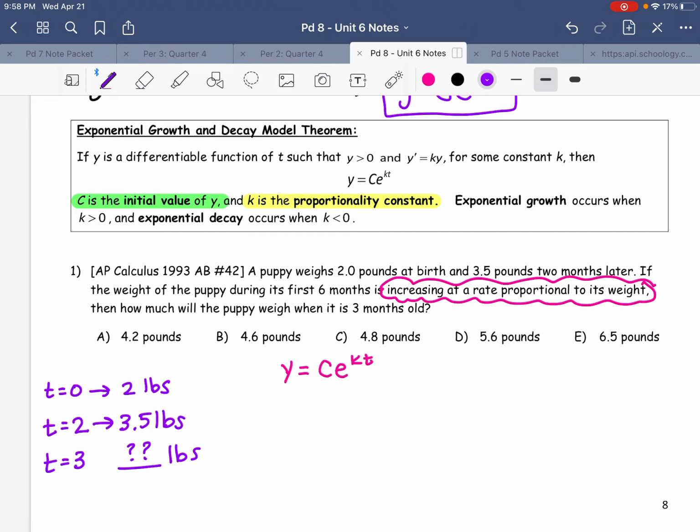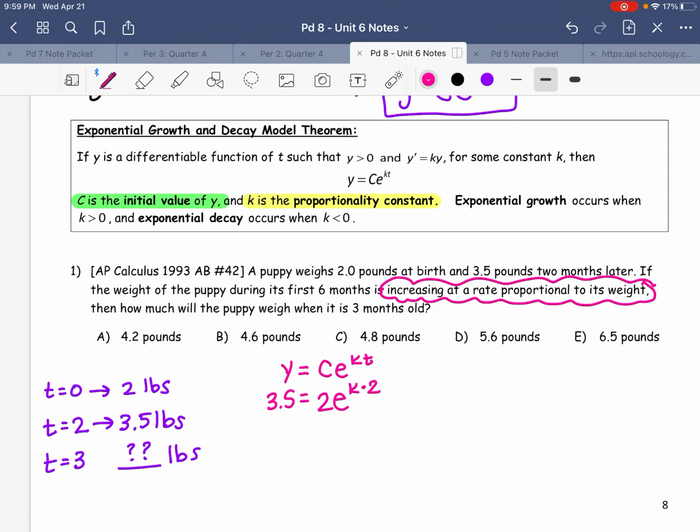All right, so let's plug in some things that we know. I know that my initial weight is 2 pounds. So C is the initial. So I can put 2 in for the initial weight. Then I can use this right here. I know that when time is 2, this puppy weighed 3.5 pounds. So I'm going to put in 3.5 pounds for Y. And in for time, I'm going to put in 2.